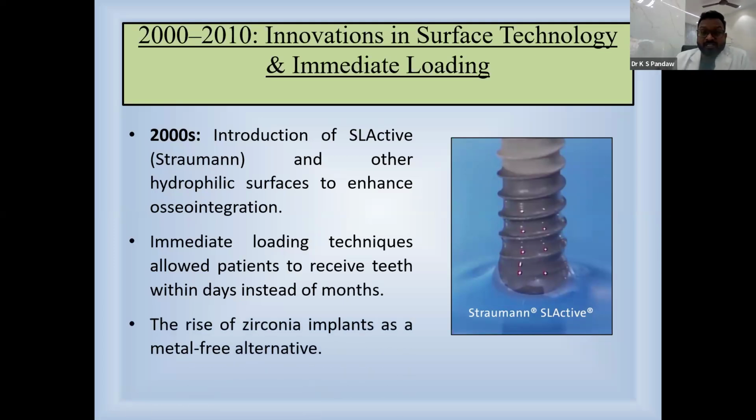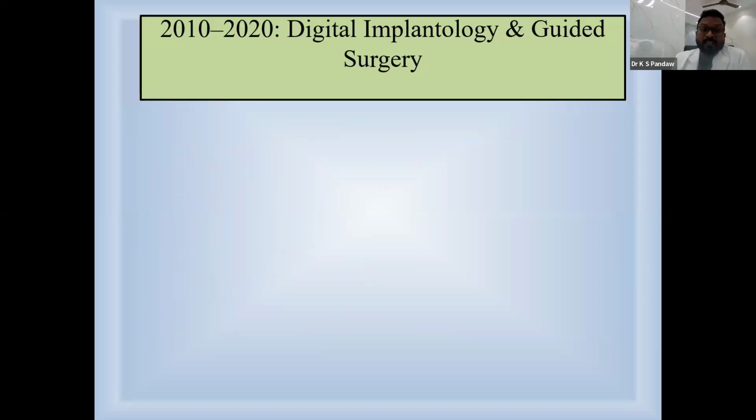Now the material is changing from titanium. We are going to shift to the zirconia implant, and we are trying to search for a more biocompatible material in place of titanium. Titanium is still the gold standard metal used for osseointegration of dental implants, but the modulus of elasticity is very different when we compare bone and titanium. So we are searching for more options like zirconia and other materials.